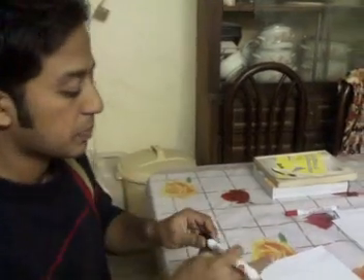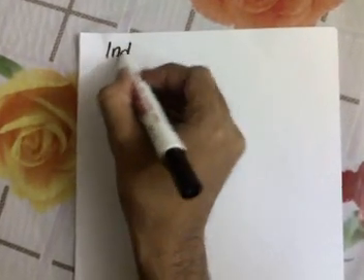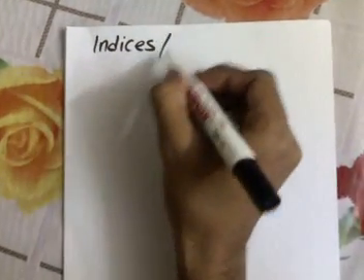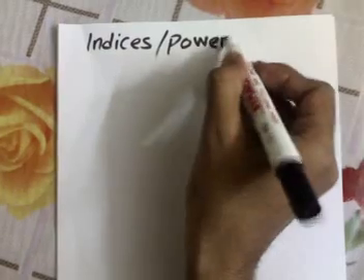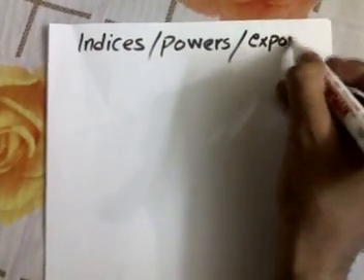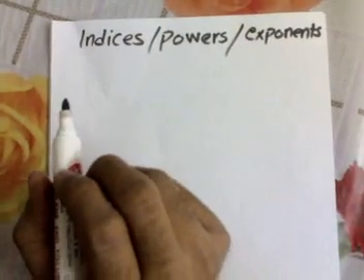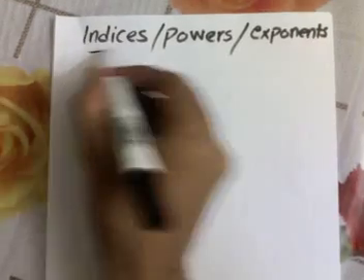Hello kids, today's lesson is all about indices, so observe. There are some important rules which you need to follow in order to solve indices. Indices are also known as powers, and they are sometimes known as exponents as well. The main thing which you have to focus on is the rules of powers.